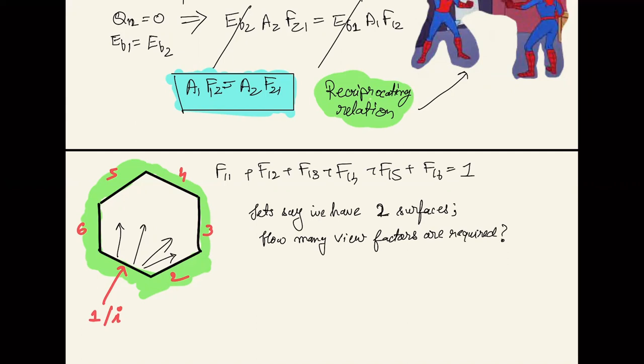Yes, anyone? How many F_ijs will be required? Can anyone tell me about it? You can unmute yourself and tell the answer. How many F_ijs will be there? I mean, just a case of two surfaces. I just have two surfaces. How many view factors will be there?